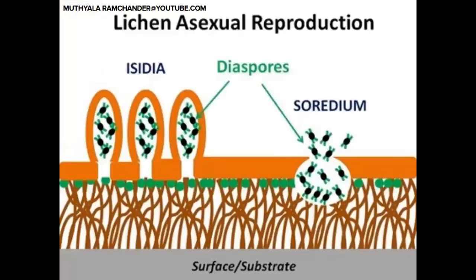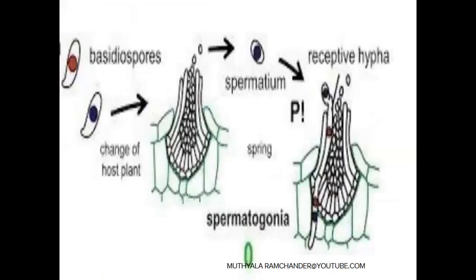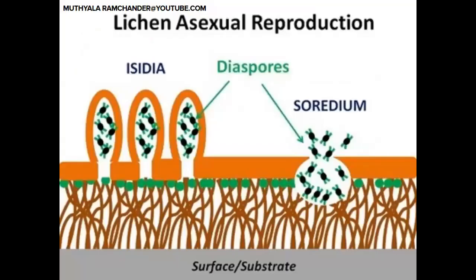And the next one is asexual reproduction. Asexual reproduction is done by the different types of algae and fungi in the formation of lichens. See, here lichen asexual reproduction is done by isidia, soredia, cephalodia, and pycnospores. These are the asexual organs, or asexual spores, in lichens.